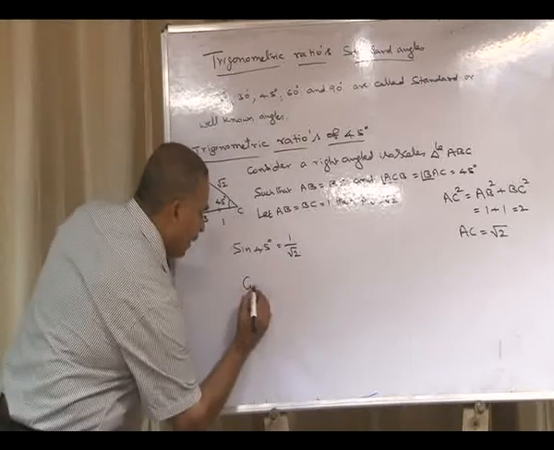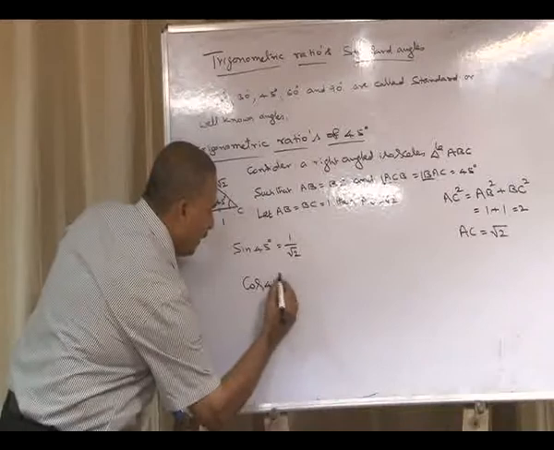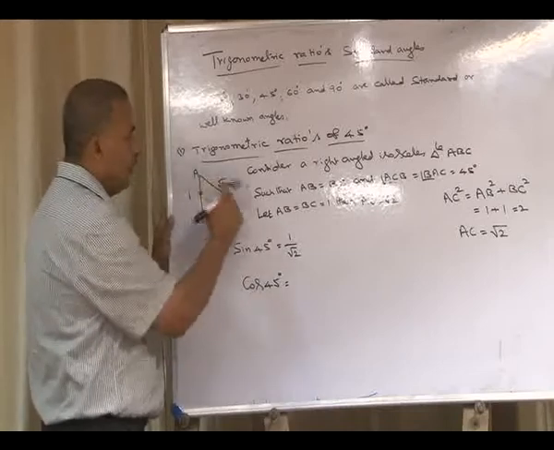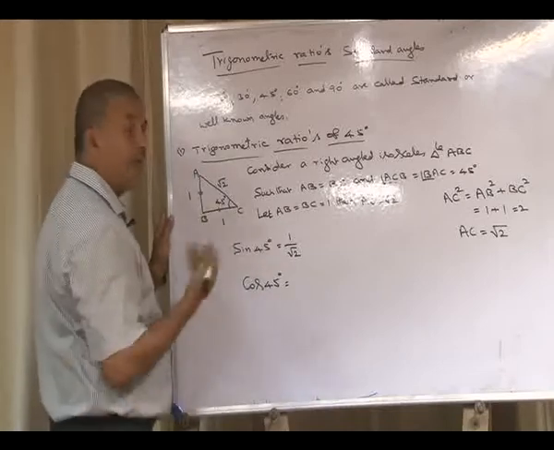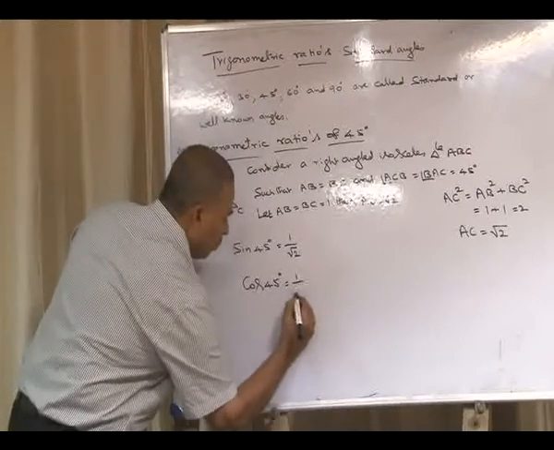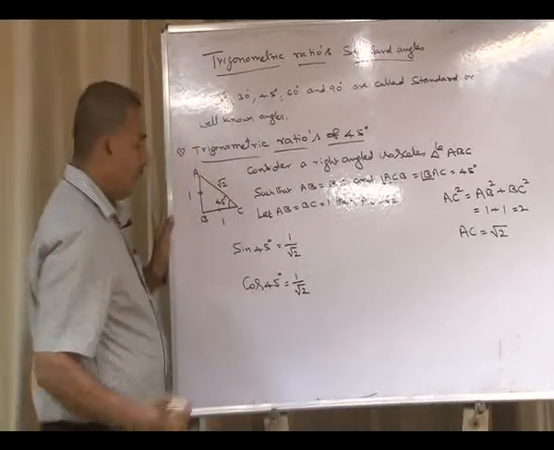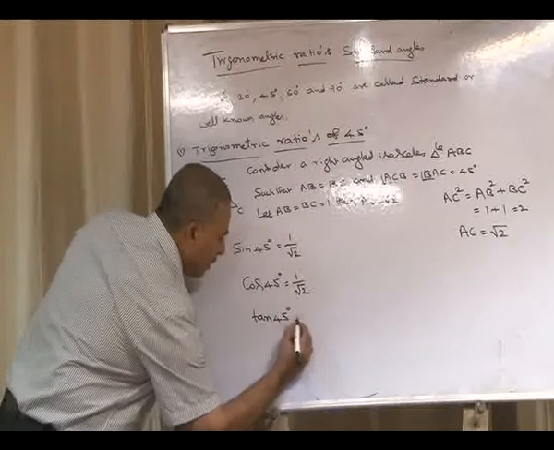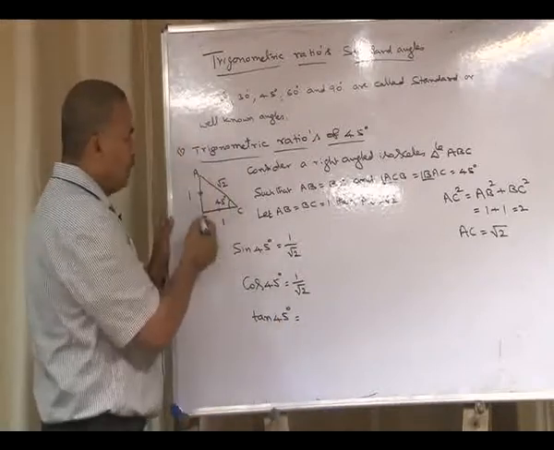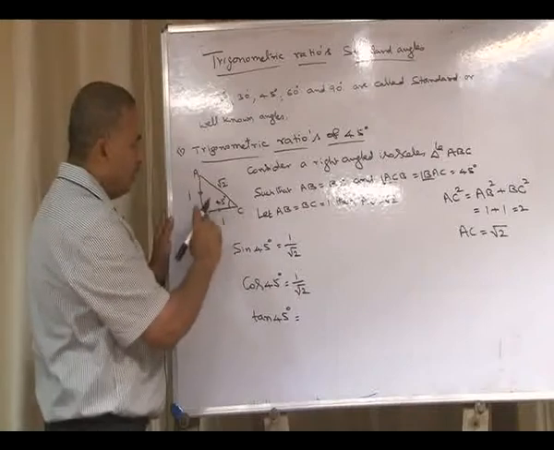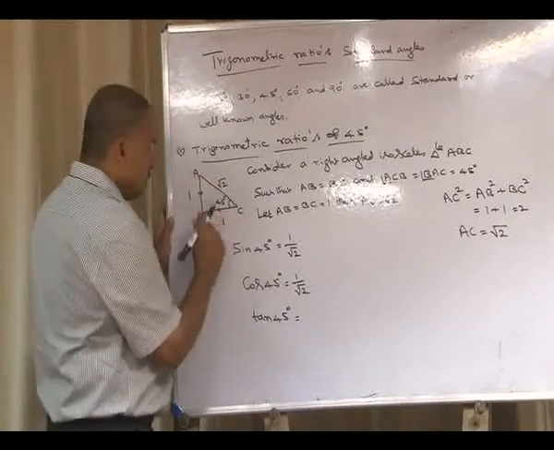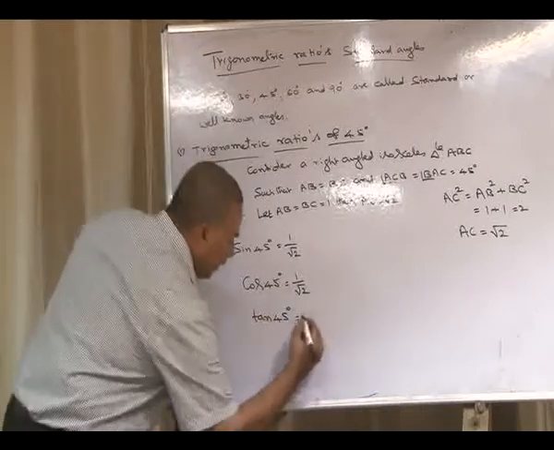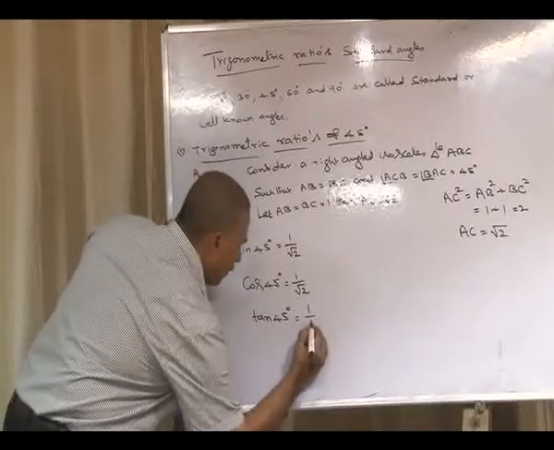Cos 45 degree is equal to the ratio of the adjacent side of an angle 45 degree to the hypotenuse. That is 1 by root 2. Next, tan 45 degree is equal to the ratio of the opposite side of an angle 45 degree to the adjacent side. That is 1 by 1, equal to 1.